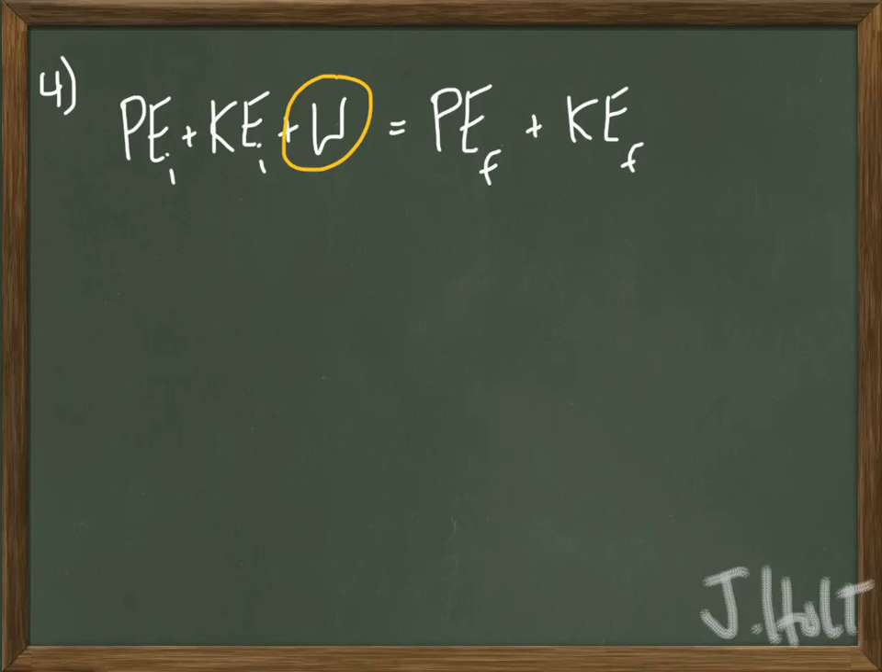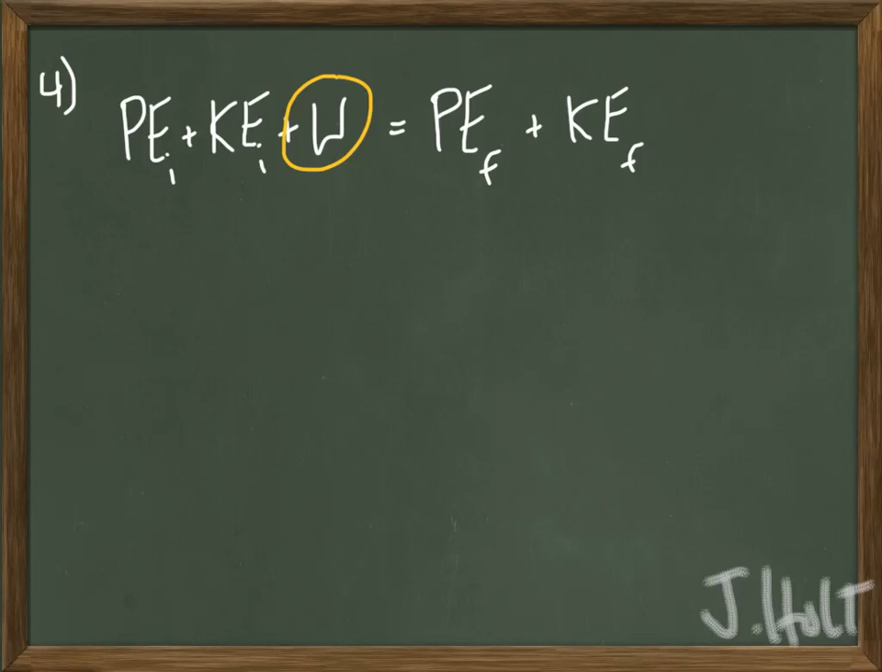Anytime you have a collision, or you're dropping something, or you're throwing something up, anytime you have an exchange of energy, you need to set up the law of conservation of energy, which is this equation right here. Potential energy initial, kinetic initial plus work equals potential final plus kinetic final. Okay? Anyway, let's look at this particular question and see what sort of input we have.